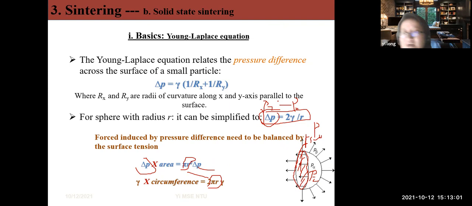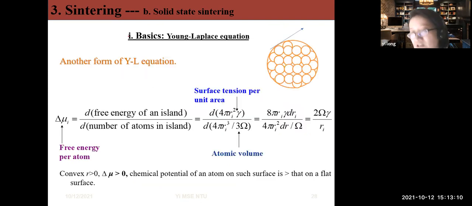This is my analogy for you to remember the whole thing. But in the textbook, people always use the second way, another form of the Young-Laplace equation. This is more formal and rigid in the class textbook. We call it delta mu. What does this delta mu mean? For example, I have atoms here, a whole particle. This particle has a radius which is r.